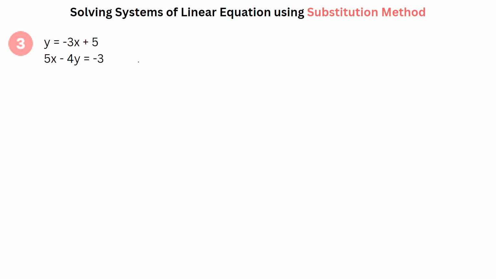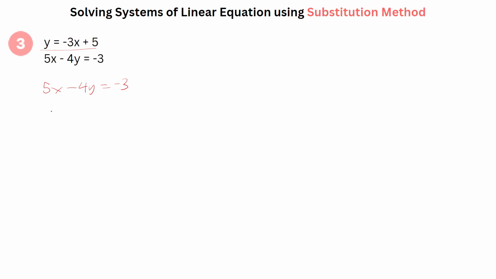This one here. So y equals negative 3x plus 5. And then 5x minus 4y equals negative 3. So what do we do here? Again, as you can see, the first equation, there's already one variable being separated. So let's take the advantage of using that one as our equation for the substitution. So I'll use the 5x minus 4y as my main equation. So I'll just write it. 5x minus 4y equals negative 3.